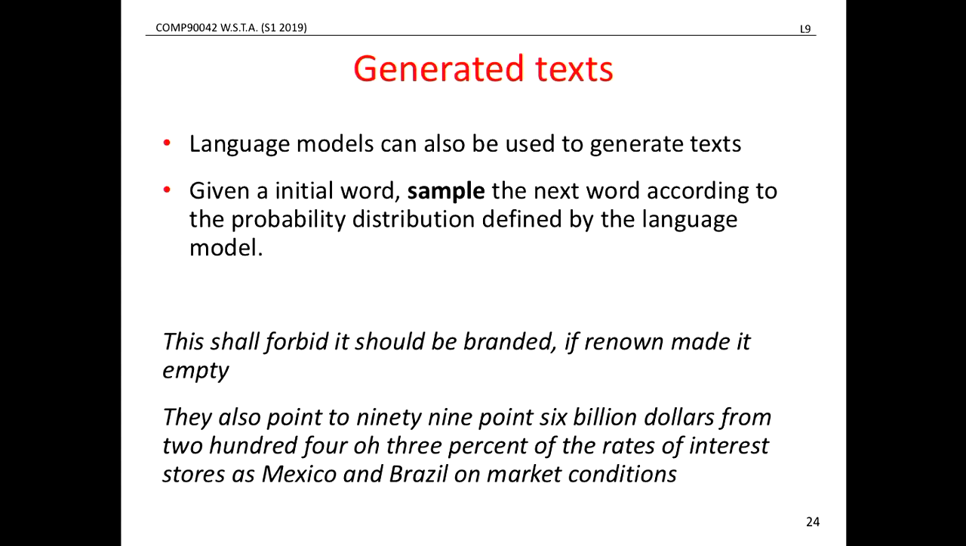Okay, so the last thing you can do with these, and this is kind of a fun thing, is you can start with an initial word, and then you can sample the following word. And then given those two words, you can sample the next word. And you can keep going and sample until you reach the end of sentence symbol. And then you can output this as a potential example of language. And here's a couple of examples.